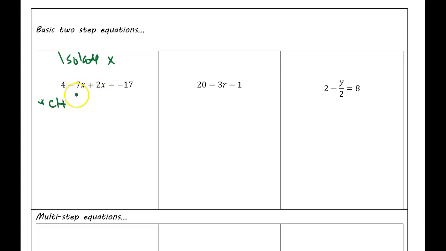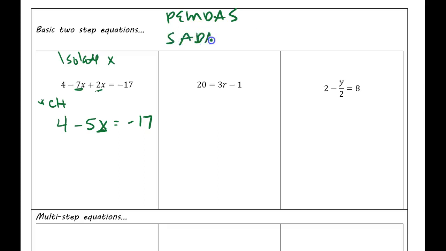Like on this side, see how I have a negative 7x and a positive 2x? Well, my first step would be to go ahead and add those two together, like so. Okay, go ahead and add them together. Then you only have one x over here, and this is what you're trying to isolate. So we're going to get rid of the 4 in the front first, because we did PEMDAS last week, and I made a reference to the fact that when you're solving equations, you end up going backwards, okay? So when we're solving equations, you want to do your add, subtract first, then your divide, multiply, okay?